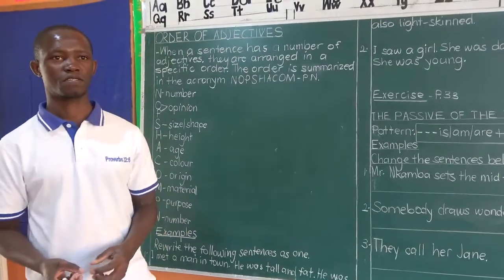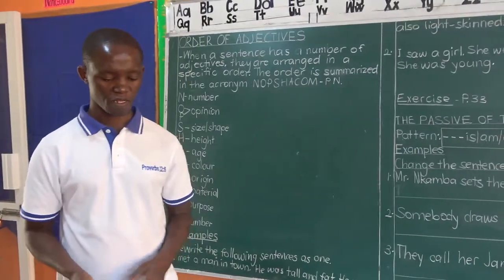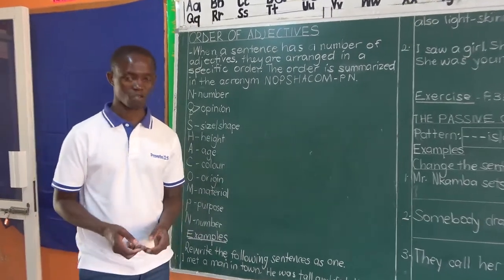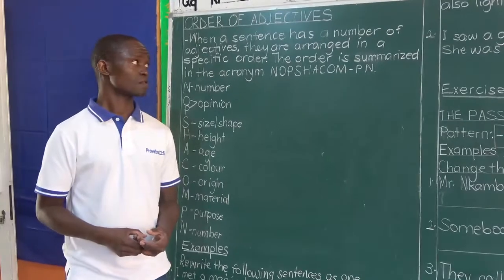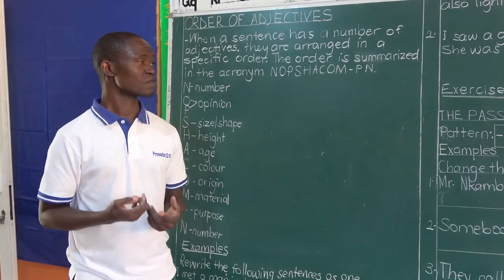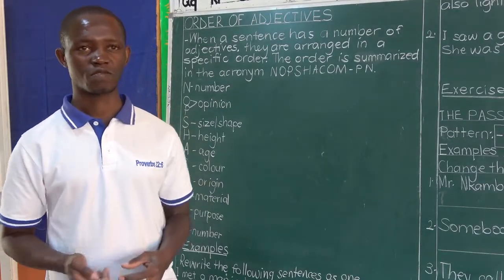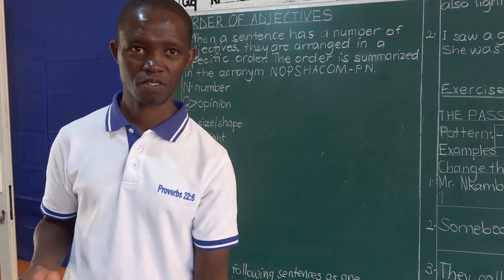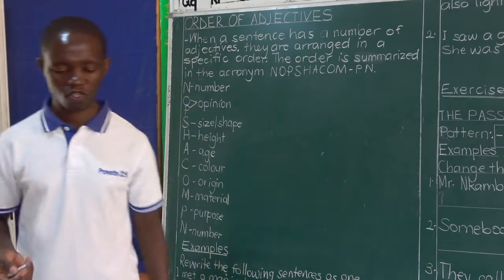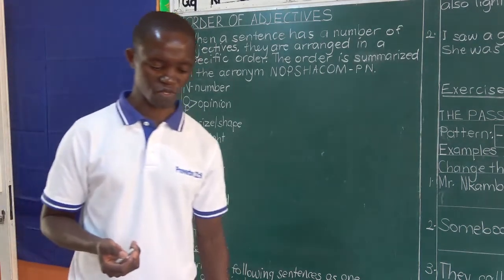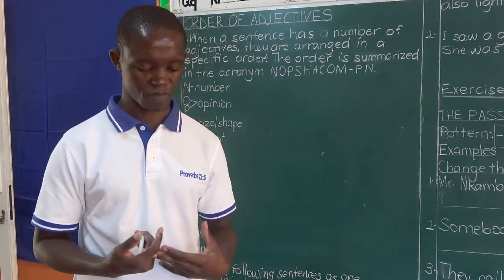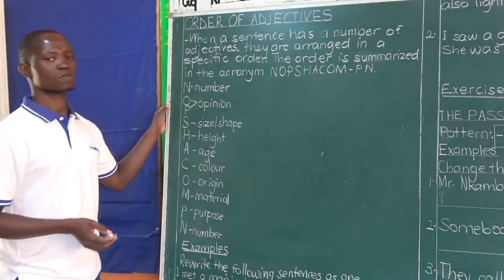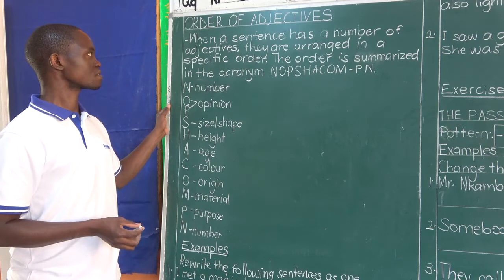Order of adjectives. We believe in other classes, you have learned about what adjectives are, and maybe to remind ourselves a little, adjectives are words that are used to describe nouns, or to modify nouns. In other words, we use adjectives to add more information to nouns.